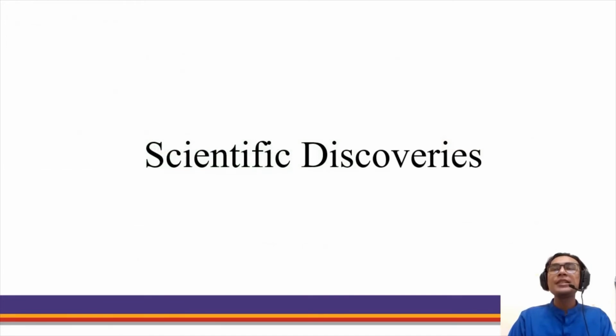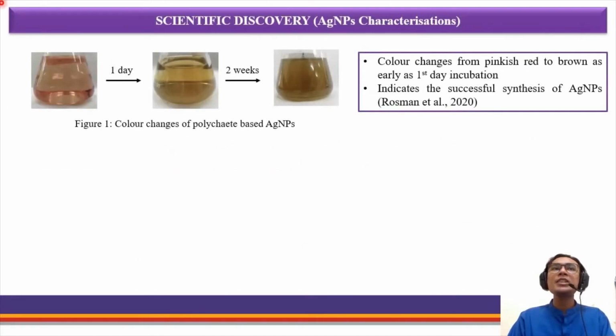So for the scientific discoveries from the study, we found that the addition of the polychaete extract to the silver nitrate, the metal precursor, is able to induce silver nanoparticle production, based on the color change to the typical brown color of silver nanoparticles.